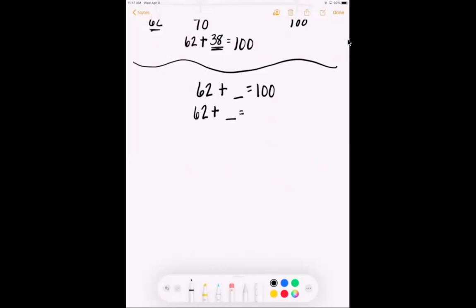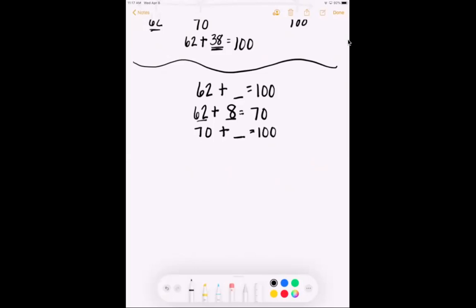If I think again, 10, 20, 30, 40, 50, 60. My next benchmark number after 60 is 70. I like my benchmark numbers. They're so much easier to work with. I put 62 in my brain and I count up to 70, and that gets me 8. Now I can go 70 plus what addend equals 100?